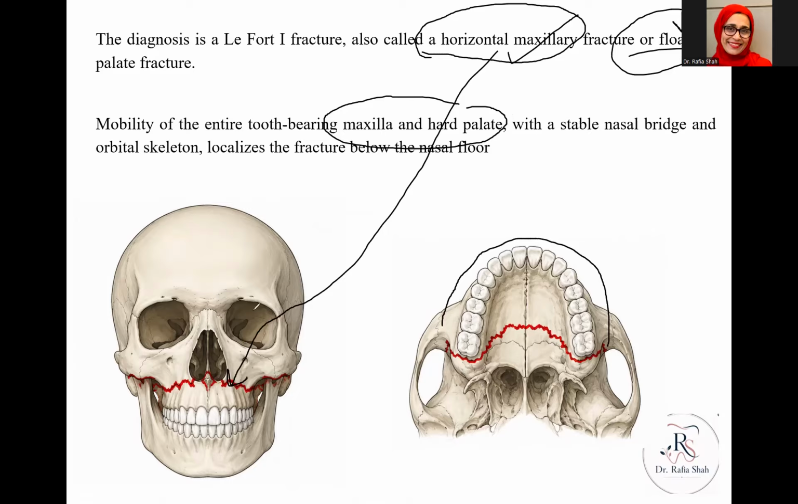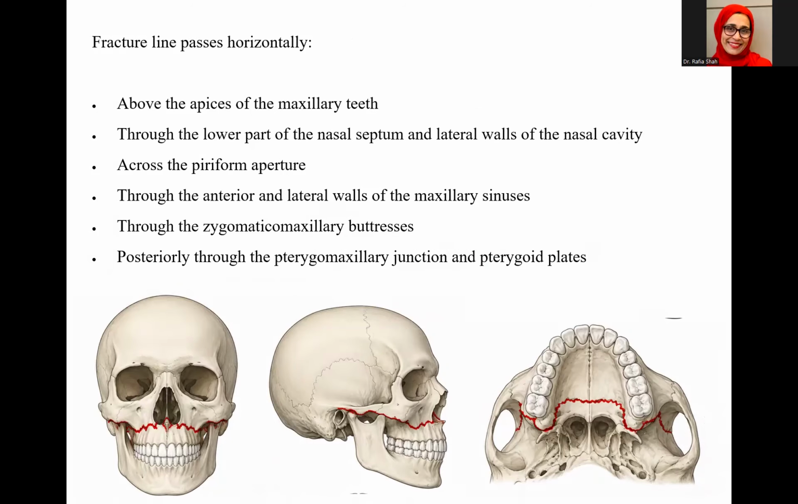If you can see here in the frontal view, you can well appreciate this fracture line in red. And if we see the palatal view of the same fracture, you find the fracture line this way. So this fracture line separates the maxilla from the rest of the facial skeleton. That's why we call it a floating palatal fracture, and it is usually present below the floor of the nose. The fracture line is present below the nasal floor, but the appearance of the fracture is that it leads to detachment of the maxilla from the rest of the facial skeleton.